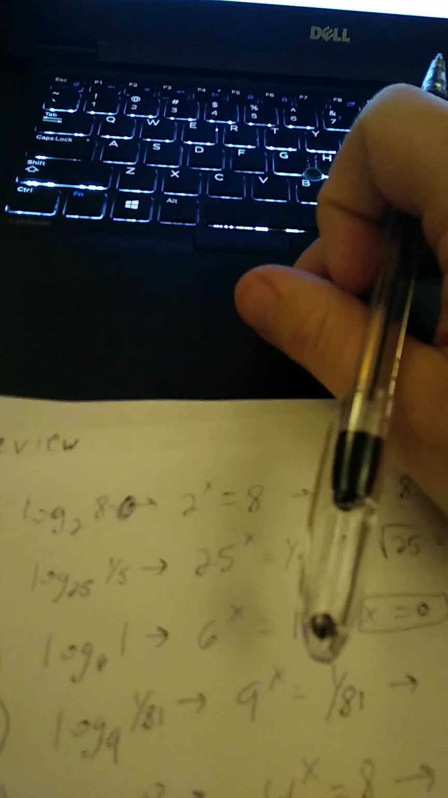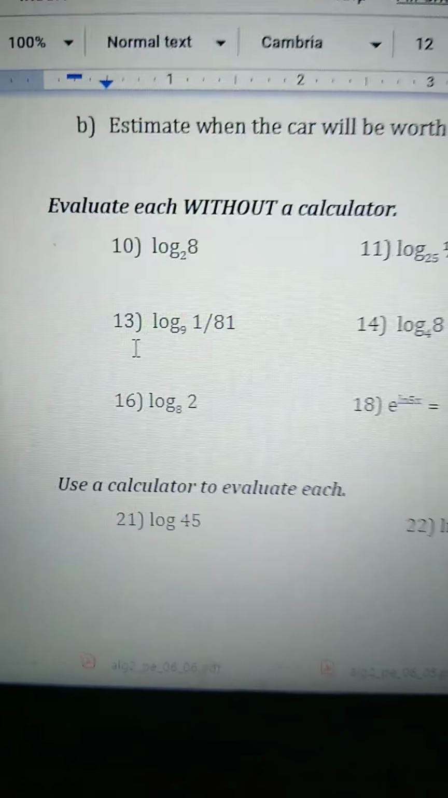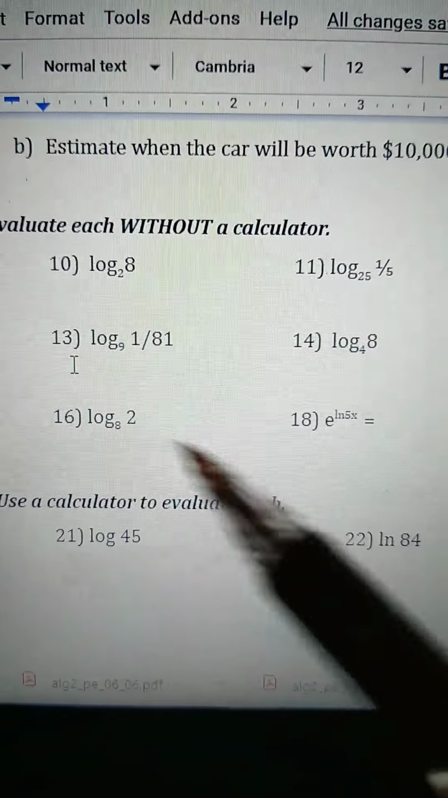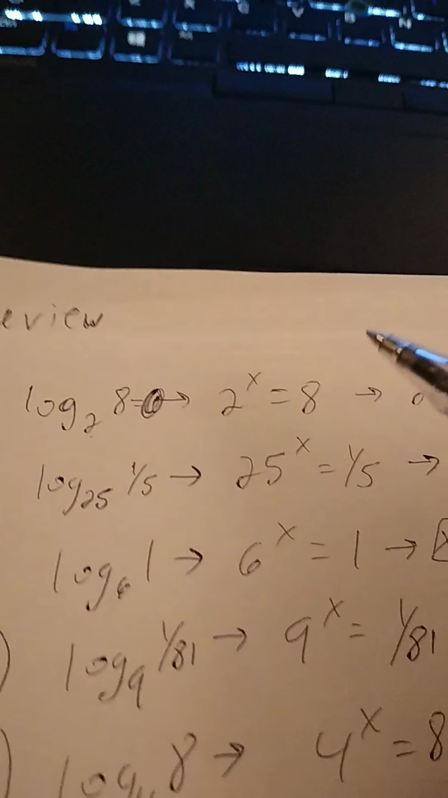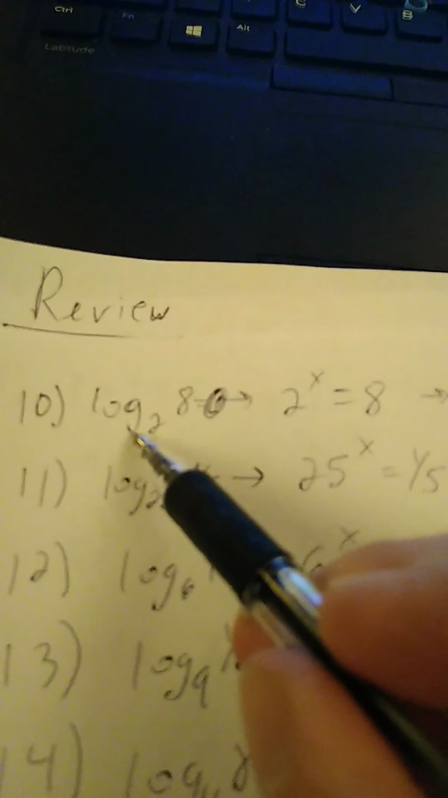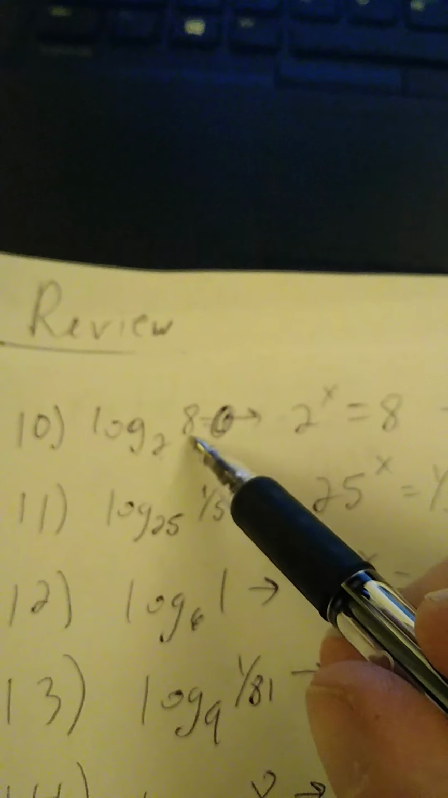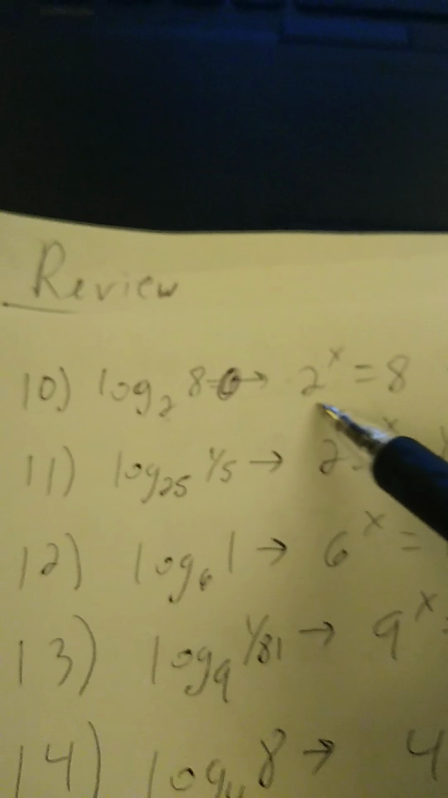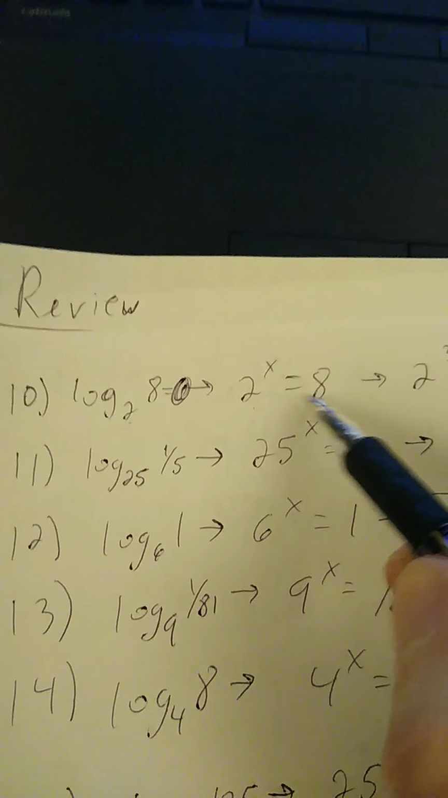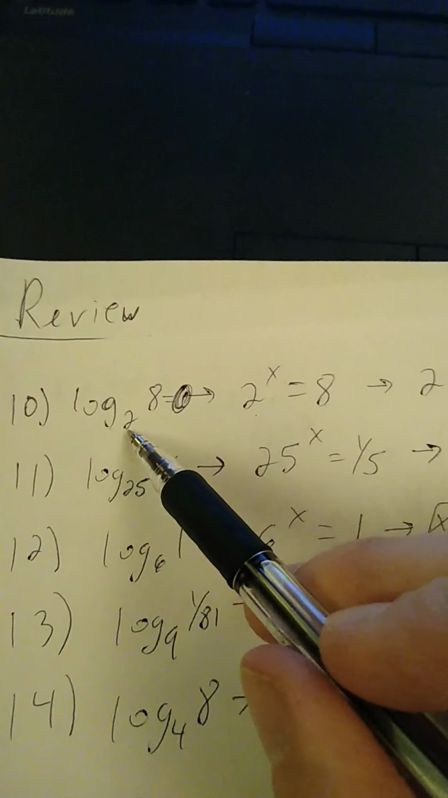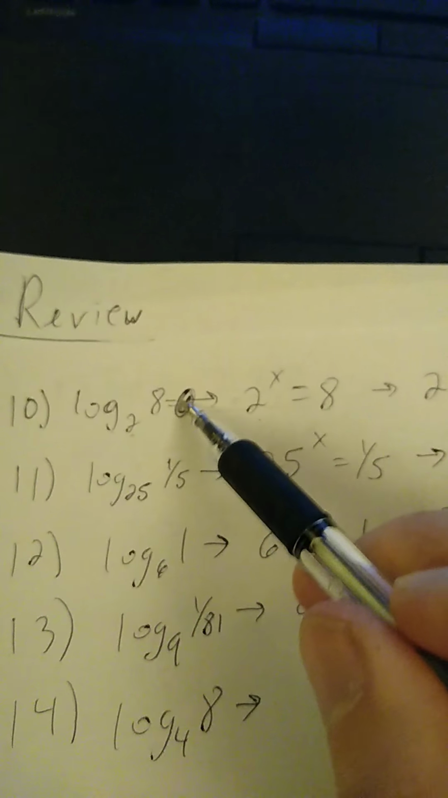Now this next section is evaluating logarithms. So I'm looking at evaluating logs in different bases and figuring out the missing exponent. Let's run through a few of these. First one is log base 2 of 8. That means that 2 is being raised to some power equals 8. We're looking for the missing exponent.